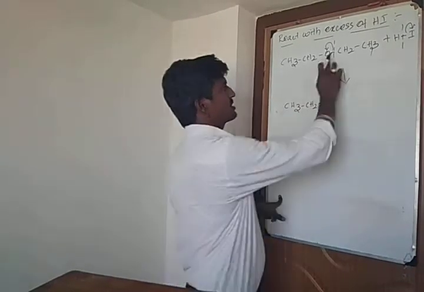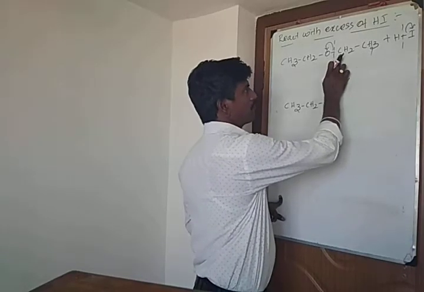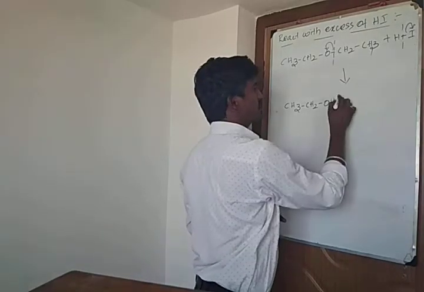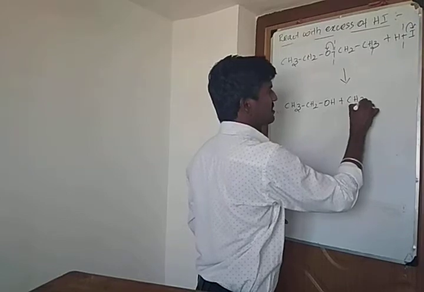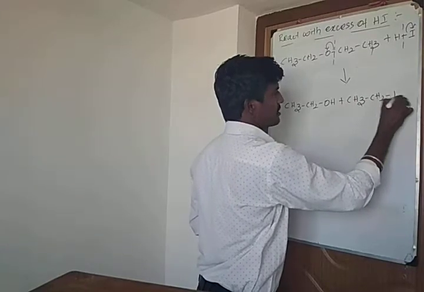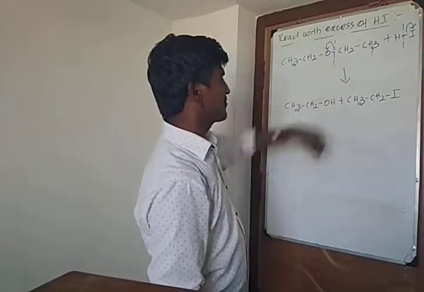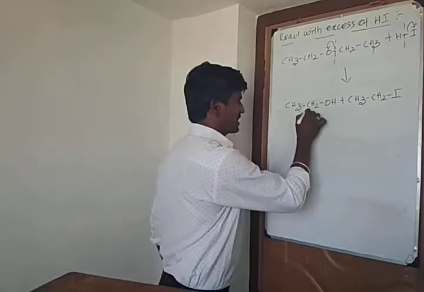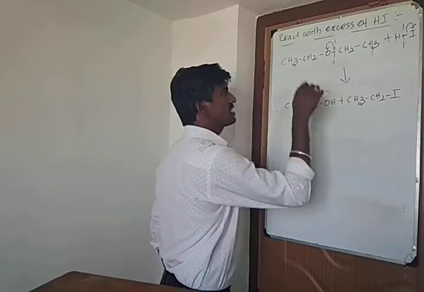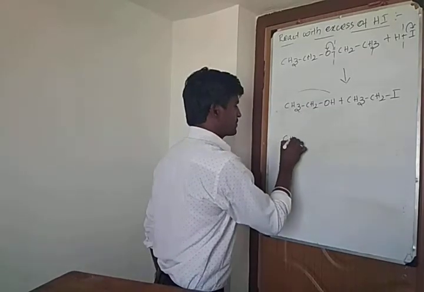Am I right? Next, what's the charge of carbon? Plus. I minus, bond formation. You can get CH3CH2I. This is what reacts with 1 mole of HI. Actually, excess means 2 moles of HI. Again, it reacts with hydrogen iodide. This alcohol is involved in a chemical reaction with the HI.